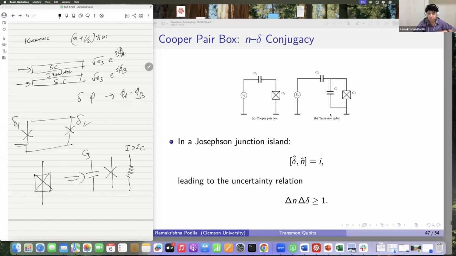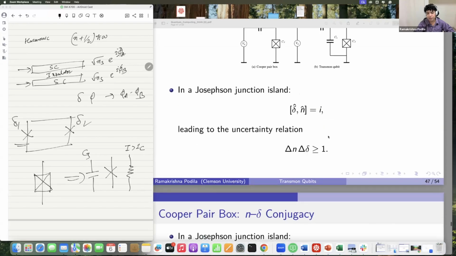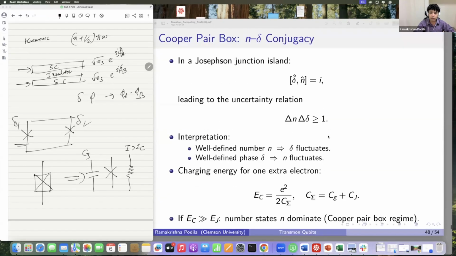And again, all these have to be at millikelvin temperature, right? We also talked about the conjugacy between the number of Cooper pairs and delta. So be very careful. Although colloquially when people talk about transmons, they say Cooper pairs are tunneling from one superconductor to another superconductor, these are not single Cooper pair states. These are states of a macroscopic ensemble, and there is a relative phase difference.